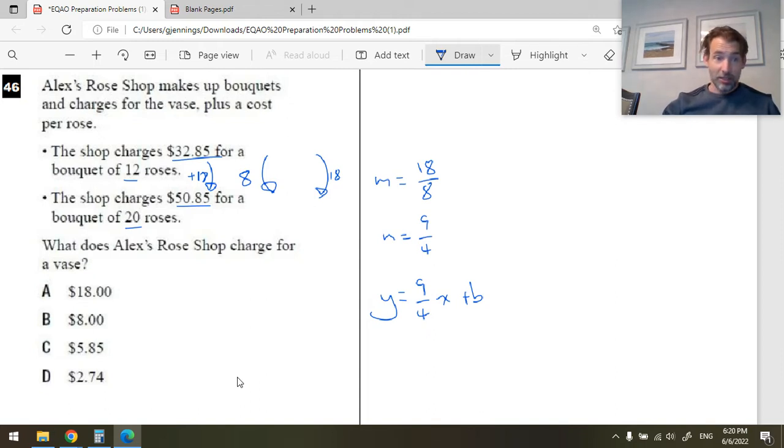Okay, so let's use this one here as values that we can use.